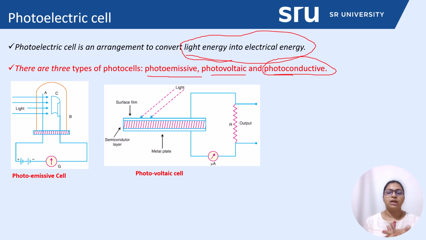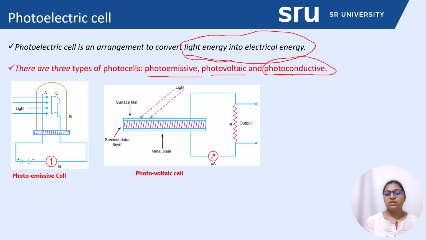A small resistance is also added in the circuit, and the current will be directly proportional to the intensity of the light. For this photovoltaic cell, we can see that there is no external battery required to operate it, as the cell itself generates the EMF.